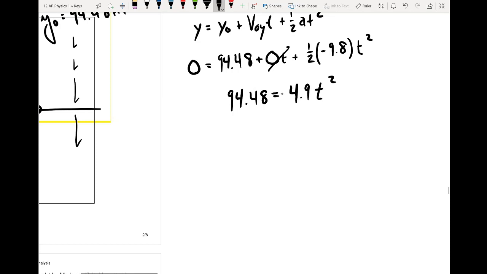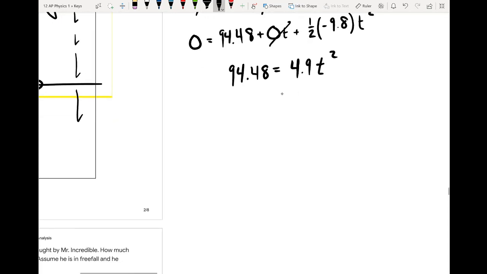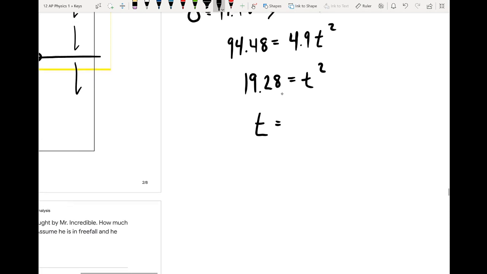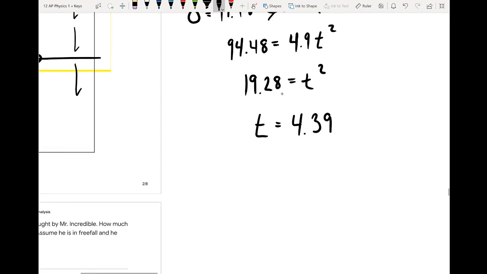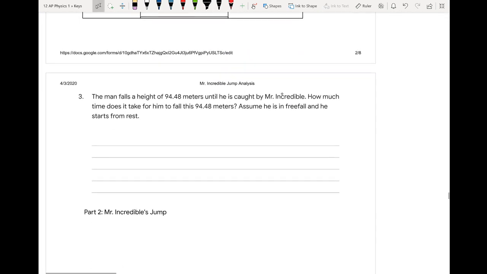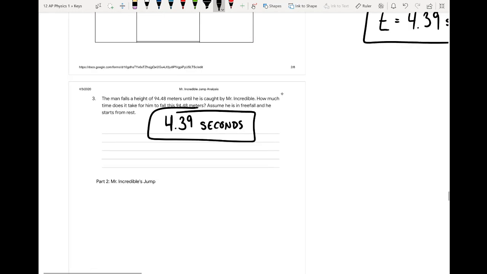So we have 94.48 divided by 4.9 gives us 19.28, which is equal to t squared. That means that the amount of time it takes for him to fall is 4.39 seconds. All right, so the time that Mr. Incredible has to save him is 4.39 seconds or less. That's our target time.